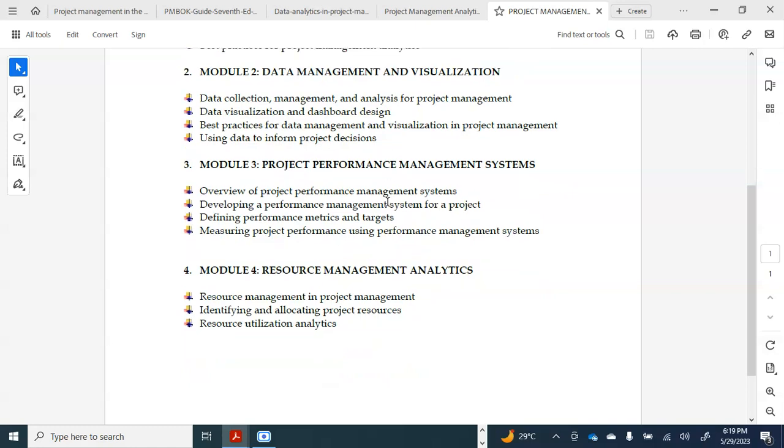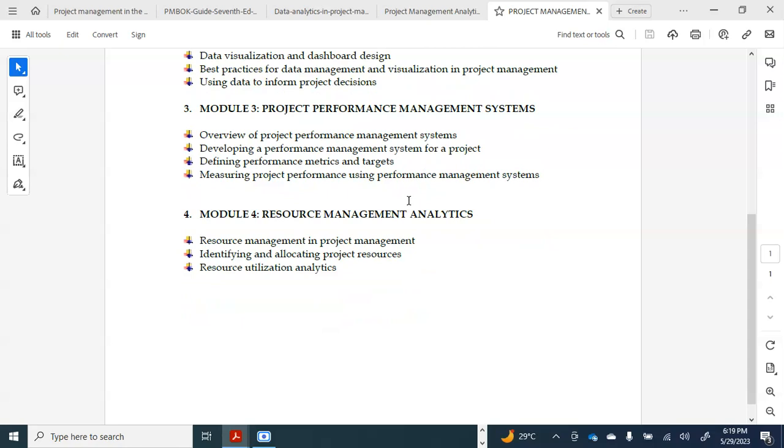Module three talks about the project performance management system, and I'll teach us how to create that, the PMS. Then an overview of project performance management systems, developing a performance management system for a project, defining performance metrics and targets, and measuring project performance using a performance management system. So it's a whole lot.